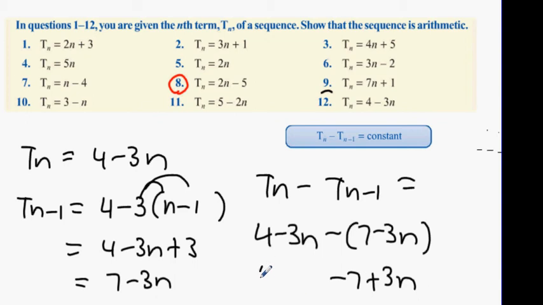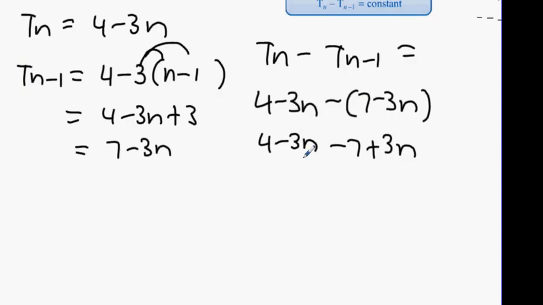And then what happens now? 4 minus 3n. Then what happens to the 3n's? Then 4 minus 7. That's what we predicted, wasn't it? A gap of minus 3.